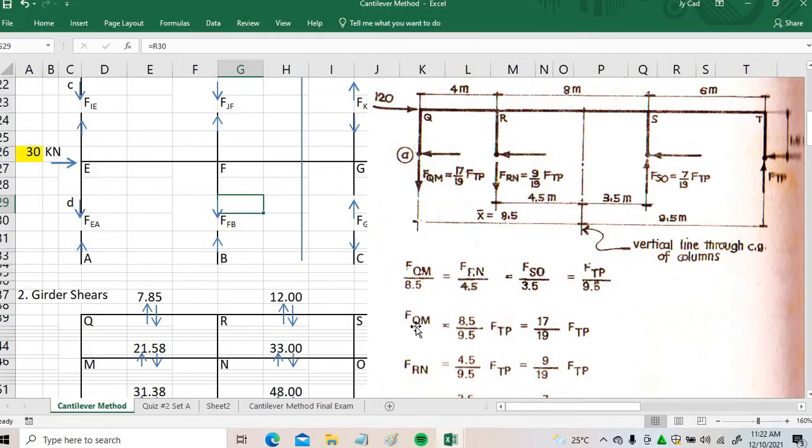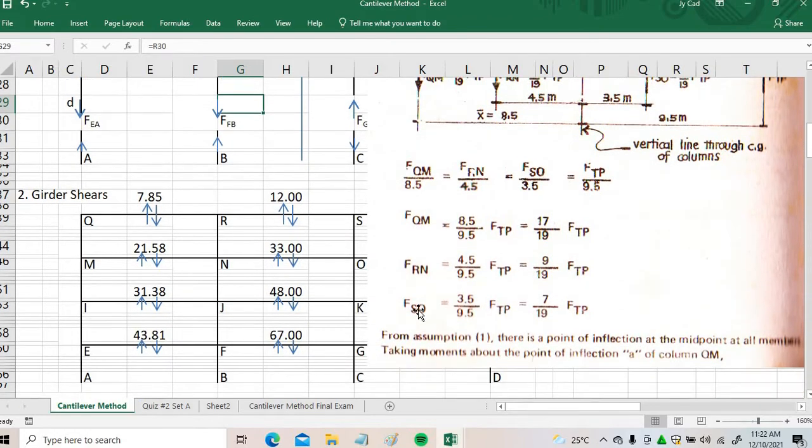So, FQM now becomes 8.5 times FTP all over 9.5, which now boils down to 17 all over 19 FTP. So, ganun din kay FRN, 4.5 all over 9.5 FTP, hanggang kay FSO, which is equal to 7 all over 19 FTP. And then, from there is a point of inflection at the midpoint at all members, taking moments about the point of inflection A of column QM.